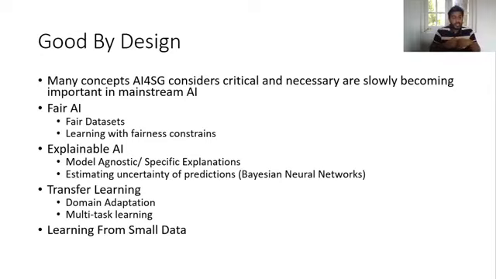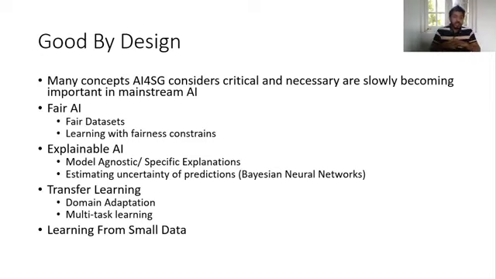Another interesting idea is to incorporate fairness constraints in the learning algorithms themselves. So something that an AI scientist would be familiar with is trying to optimize the loss function. So part of that loss would be the degree of fairness.